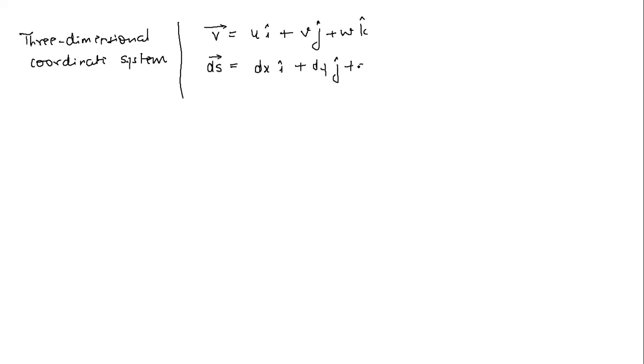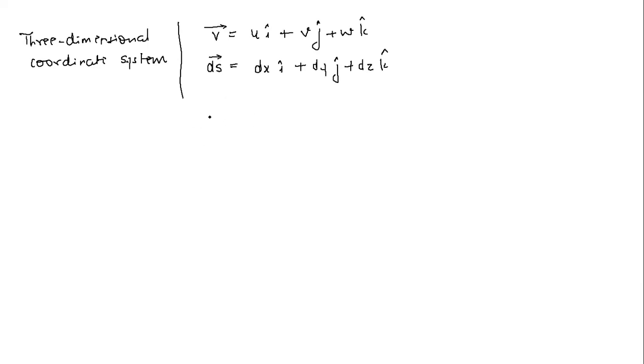Coordinate system. Let us simplify this. In the three-dimensional coordinate system, we have this v vector as u i cap plus v j cap plus w k cap, and this ds vector, which is representing the infinitesimally small length of the streamline. So basically, it is dx i cap, dy j cap, dz k cap.